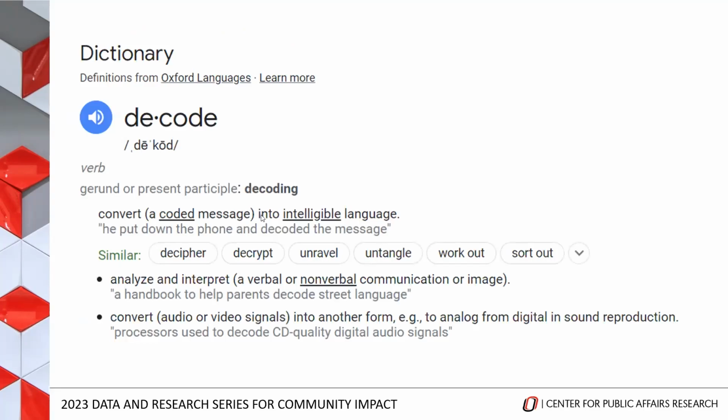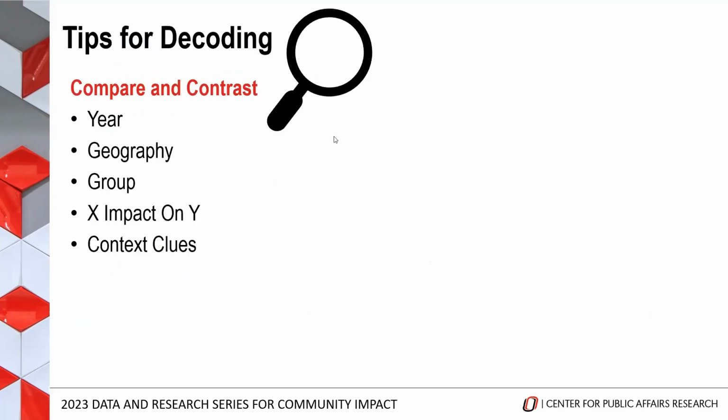I like this: to analyze and interpret. How do we make sense of these numbers? How do we go from here's a number to we know something about these numbers? And this comes up a lot in our work. People will ask me for a number and then they're like, well, what do I do with it? And so I want to talk about our process when we're trying to make sense of numbers.